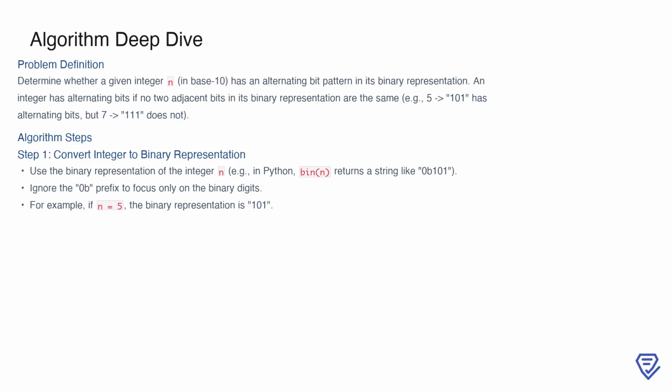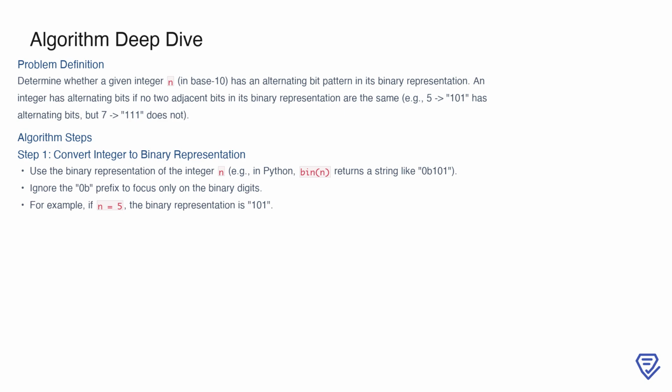The first step in solving this problem is to convert the given integer into its binary representation. In many programming languages, like Python, this can be done using a built-in function such as bin, which returns a binary string prefixed with 0b. By ignoring the prefix and focusing only on the sequence of binary digits, we can analyze the alternating pattern. For example, if the input is 5, its binary representation is 101, which becomes our focus for validation in the subsequent steps.